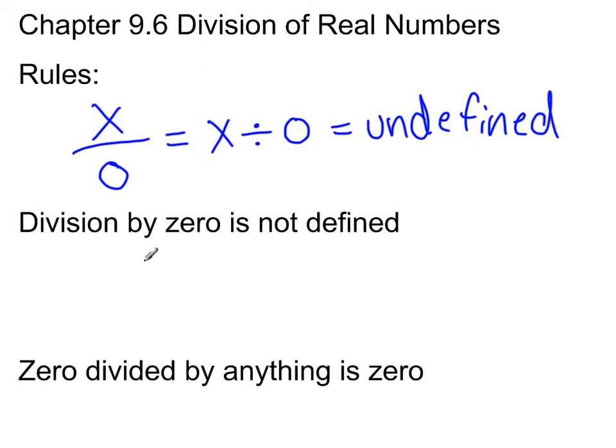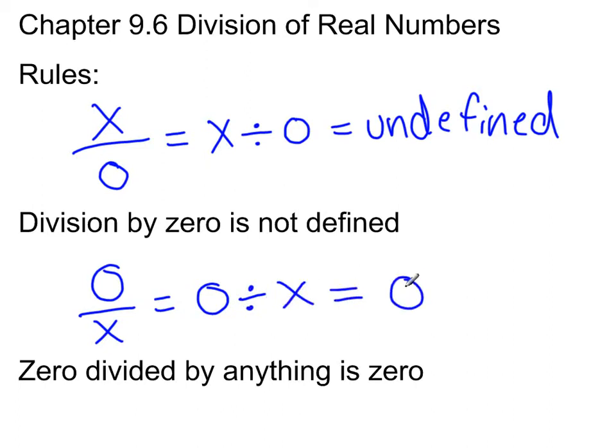The next one is zero divided by anything is always zero. Students get these two rules mixed up a lot, and there's quite a few different ways you can try to remember. Some people say under the line, implying that zero's under the line for the division, is undefined. So under the line, undefined.